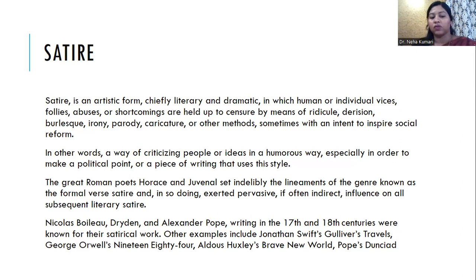The great Roman poets Horace and Juvenal set indelibly the lineaments of the genre known as the formal verse satire. And in so doing, they exerted pervasive and indirect influence on all subsequent literary satires. So we have Nicholas Boileau, Dryden, Pope, who wrote in the 17th and the 18th century, and they were known for their satirical work. Other examples include Swift's Gulliver's Travels, Orwell's 1984, Huxley's Brave New World, and Pope's Dunciad.